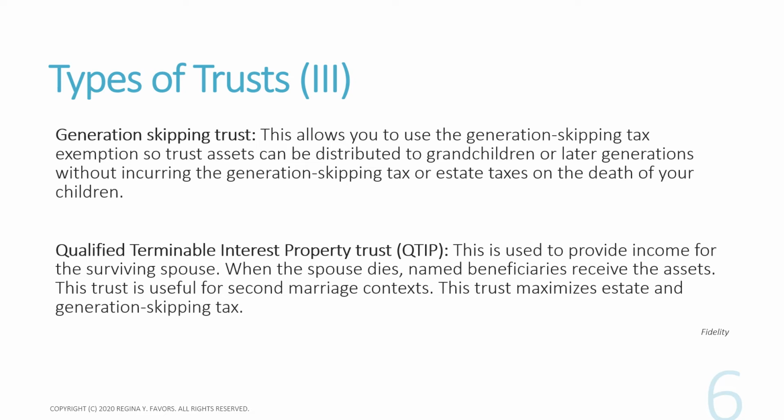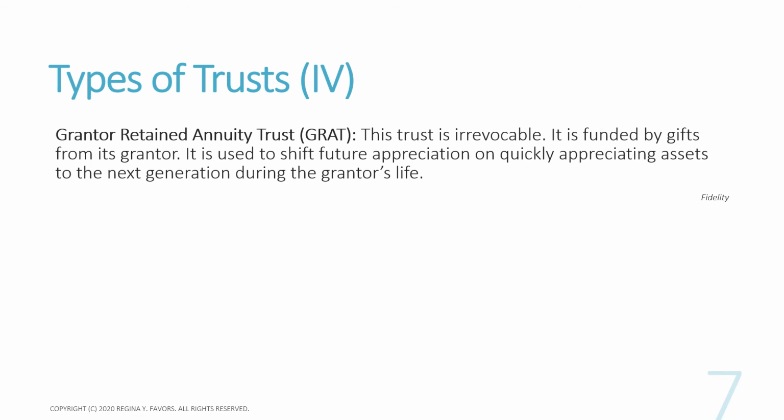Qualified terminable interest property trust or QTIP. This is used to provide income for the surviving spouse. When the spouse dies, named beneficiaries receive the assets. This trust is useful for the second marriage context. This trust maximizes estate and generation skipping tax. Grantor retained annuity trust or GRAT. This trust is irrevocable. It is funded by gifts from its grantor. It is used to shift future appreciation on quickly appreciating assets to the next generation during the grantor's life.